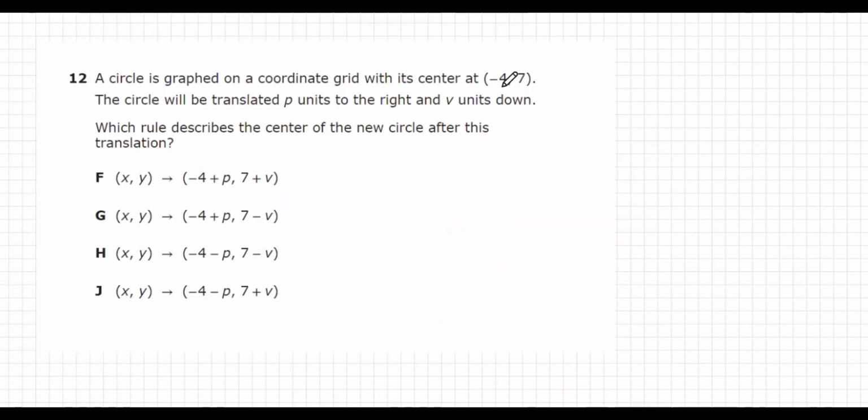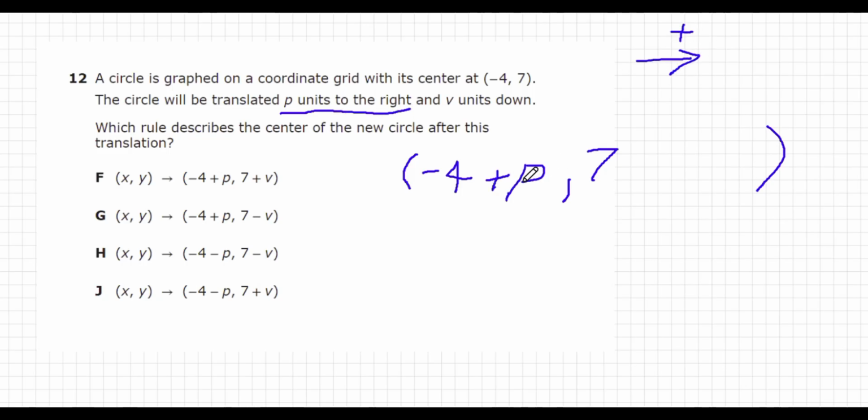Question number 12. A circle is graphed on a coordinate grid with its center at (-4, 7). The circle will be translated p units to the right, which means addition, and v units down, which means subtraction. Hence, G is the correct answer.